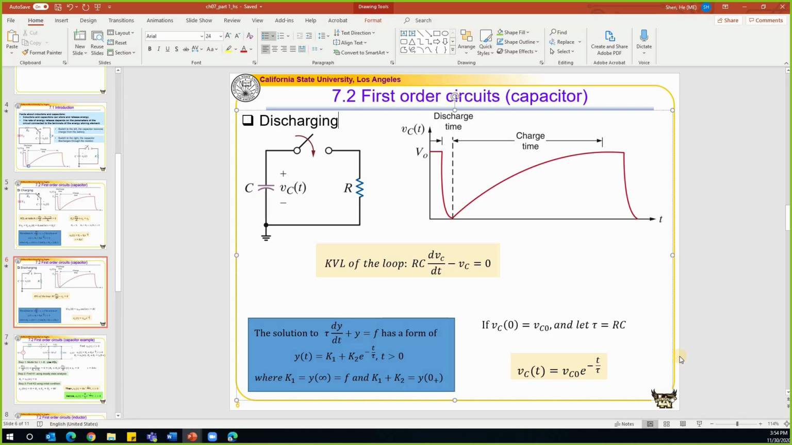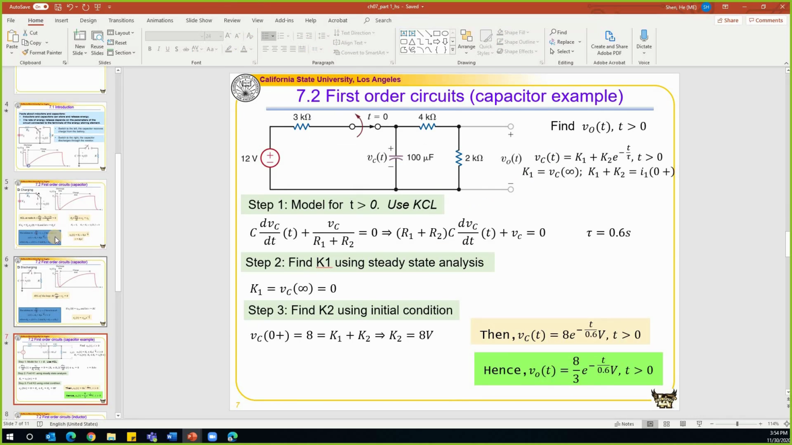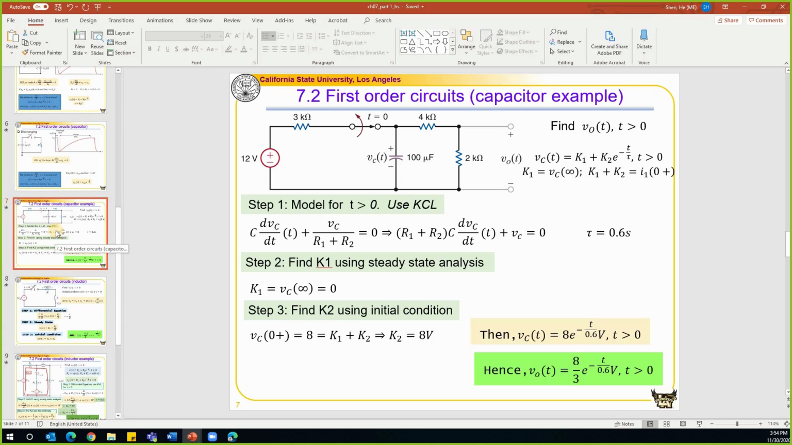And time t equal to 0 is something that we selected. We select a time period that we are interested in, and that's how we select time t equal to 0. All right, now we finished the basics about the charging and discharging transient circuit.